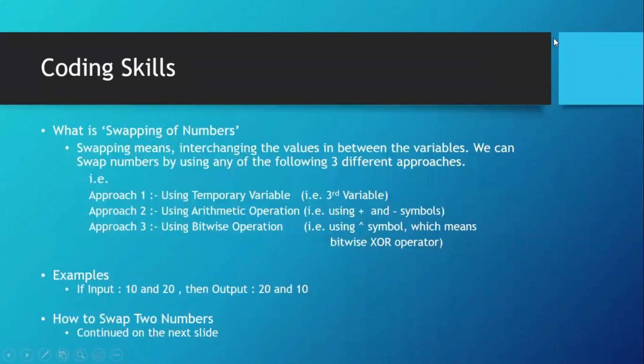What is swapping of numbers? Basically, swapping means interchanging the values in between the variables. We can swap the numbers by using any of the following three different approaches. The first approach is using a temporary variable, where we'll be using a third variable as a placeholder.